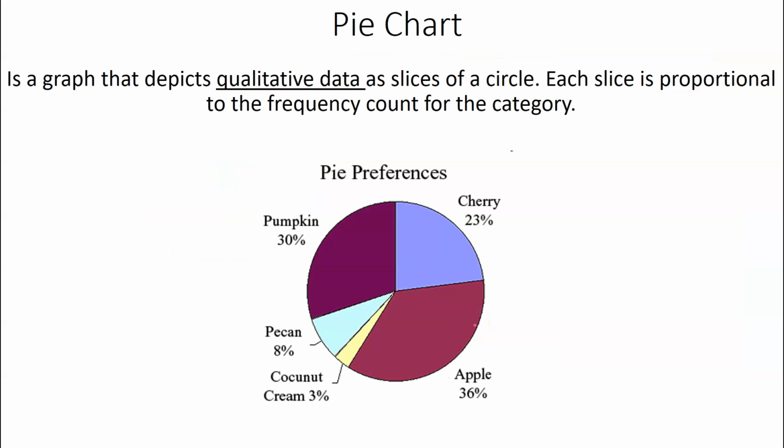Pie charts. Pie charts are usually used for qualitative data. Qualities like, hey, what's your favorite kind of pie? Is it apple pie? Is it coconut cream pie? And again, this is generally going to be percentages when you go around. I don't think I've ever seen one that wasn't percentages as you go around.